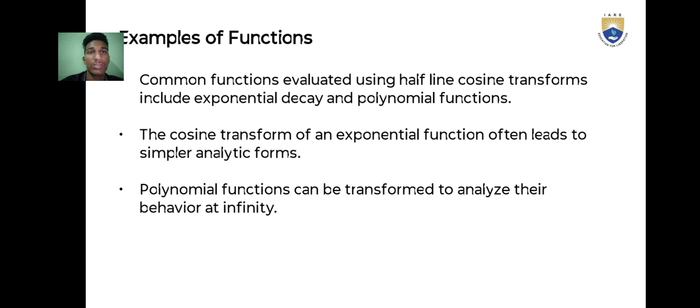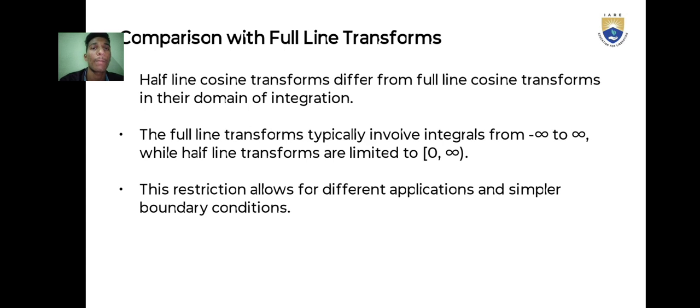Examples of functions. Common functions evaluated using the Fourier cosine transform include exponential decay and polynomial functions. The cosine transform of an exponential function often leads to a simplified analytic form. Polynomial functions can be transformed to analyze their behavior at infinity.